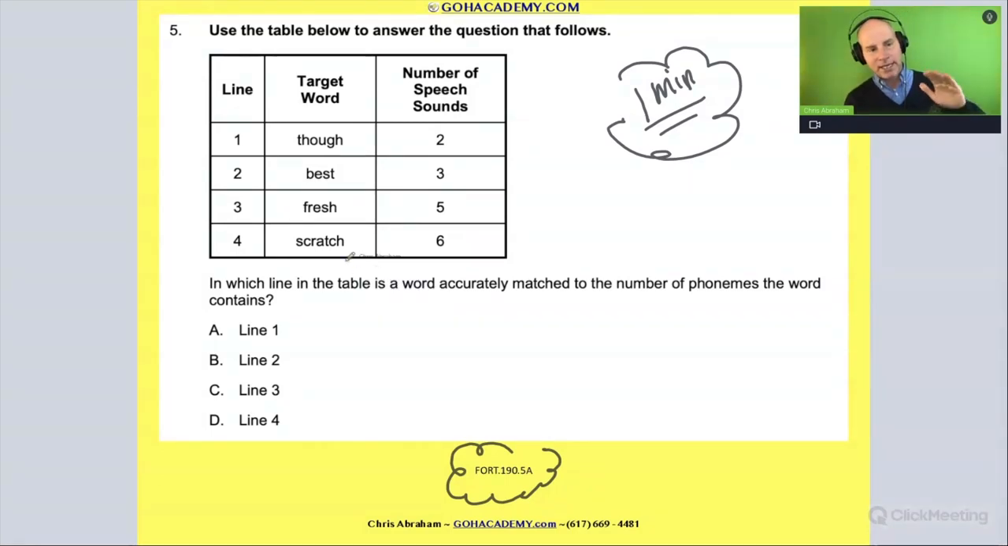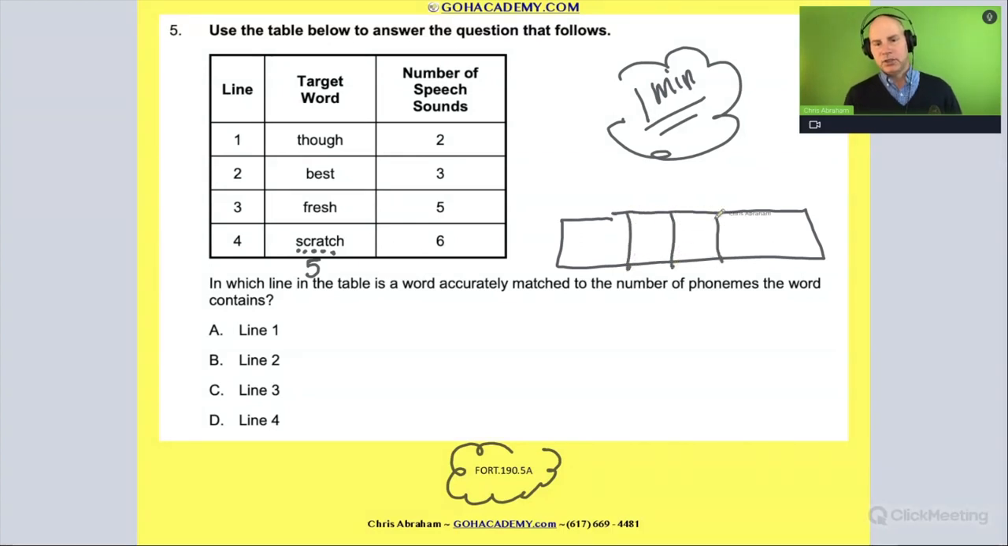So that would mean we would go to each word and have to check to see how many sounds there are in each word. So let's just see. Let's do scratch. Work backwards. Scratch. Wait a second. It's just got five. Is that right? Here, let me do our sound box real quick. Let's just do that again just to make sure. I'll just write the word. Okay, let's just make sure we do this right. s-k-r-a-ch. It's just five. So that's incorrect.